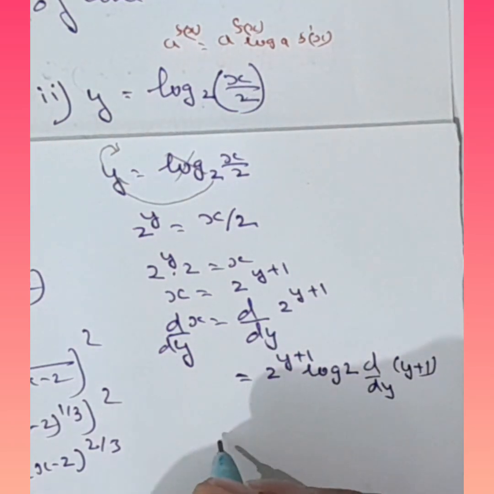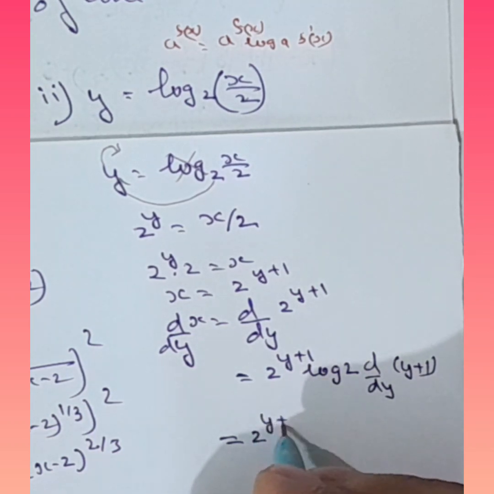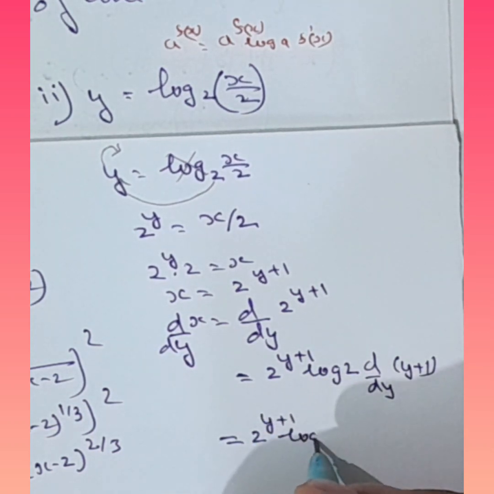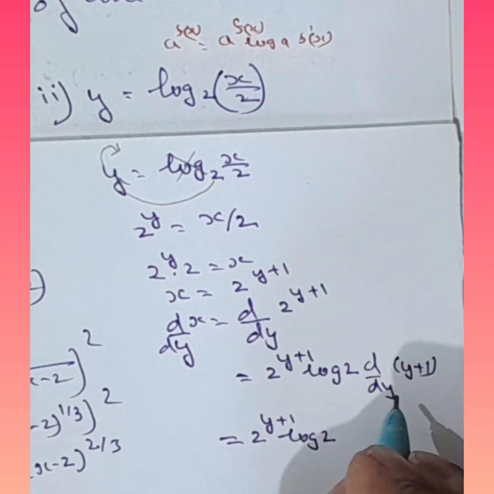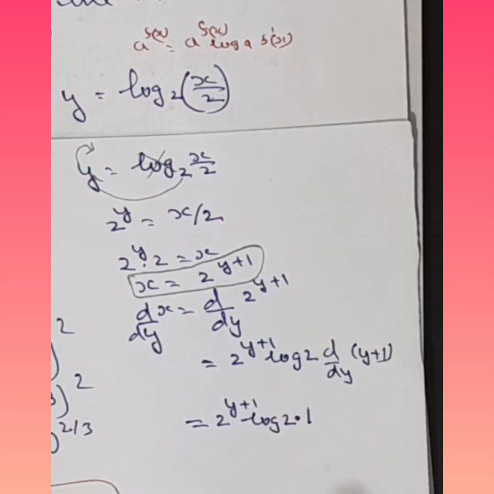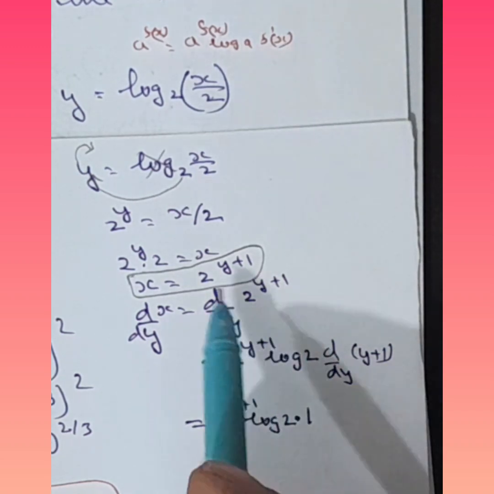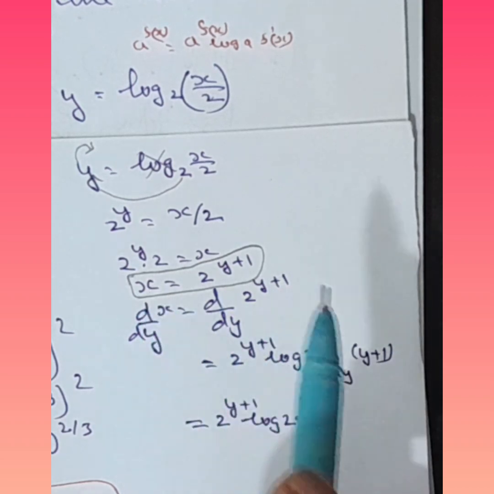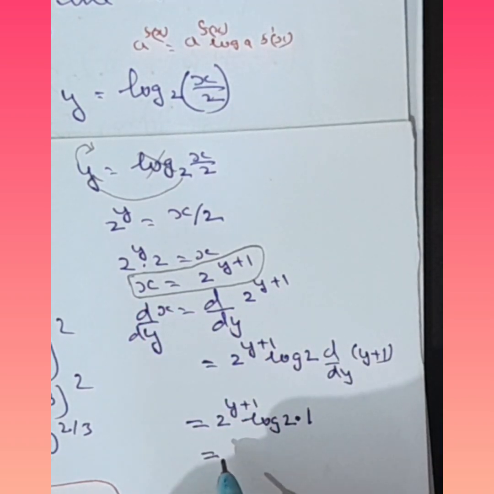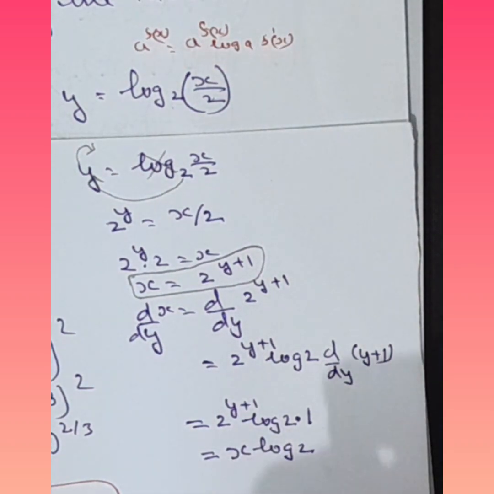All right. So what's the solution? The solution is this remains as it is, 2 raised to y plus 1 log 2 and d by dy of y plus 1 is 1. Now the substitution part. Now 2 raised to y plus 1 we already know is equal to x. So we just substitute over here x log 2. Alright, x log 2.